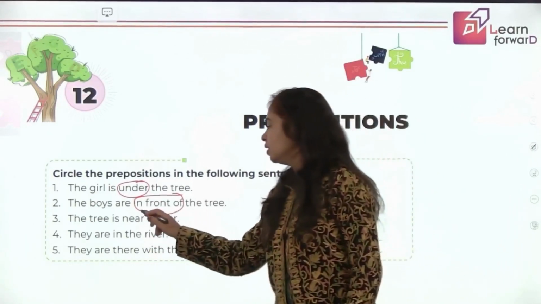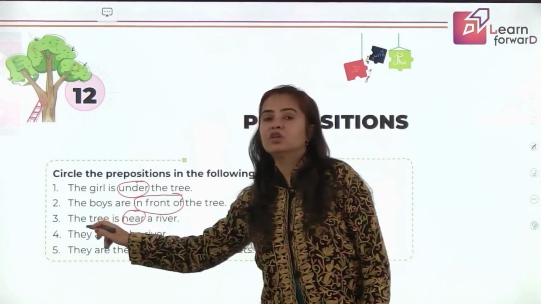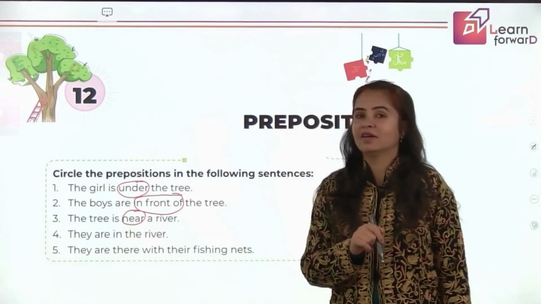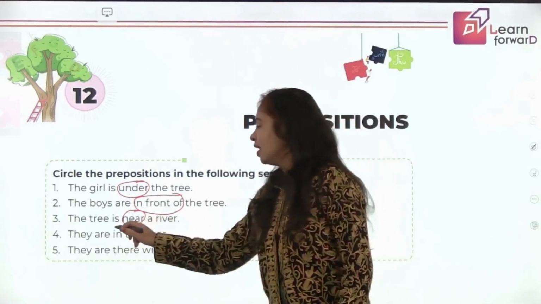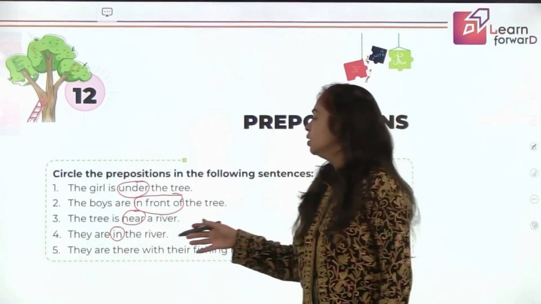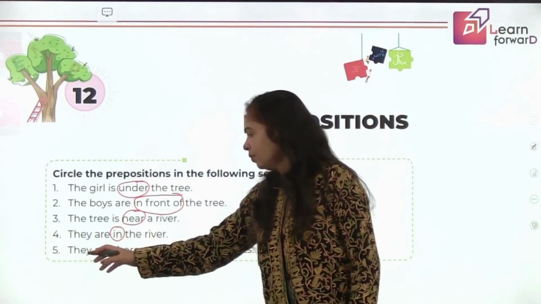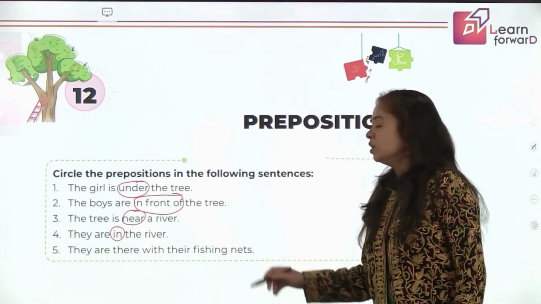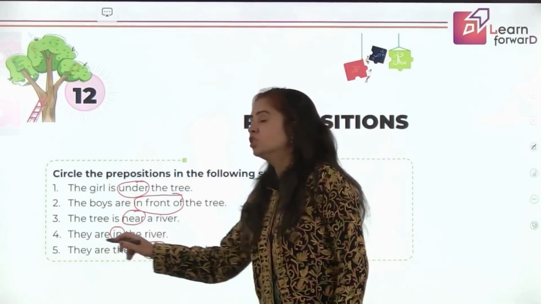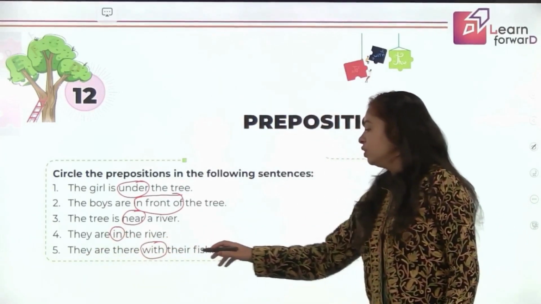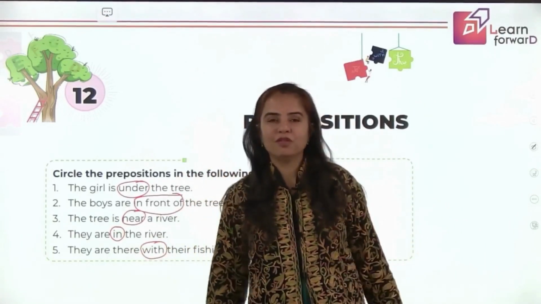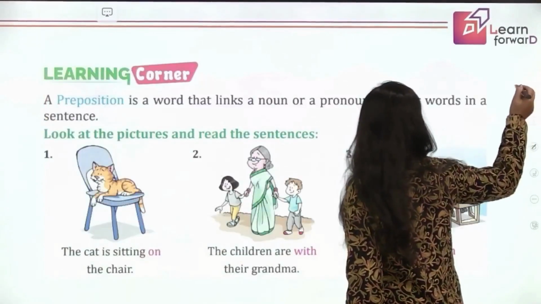The tree is near a river. Yes, this again, near, is giving you the relation of the tree with the river. Next, they are in the river. Now, where are they? Yes, they are in the river. So, it is telling you the location, right? The position in respect to something else in the sentence. They are there with their fishing nets. Okay. So, with is telling you the relation of they with the fishing nets. So, the encircled words here are prepositions. That's perfect. So, let's move ahead on our journey.